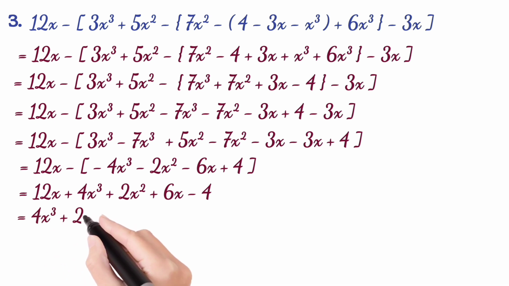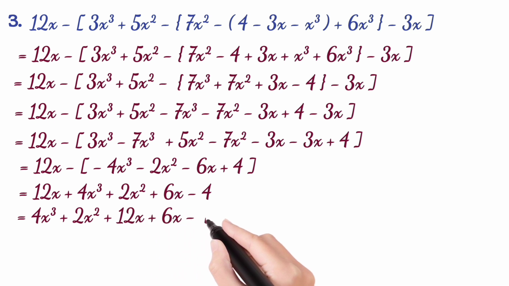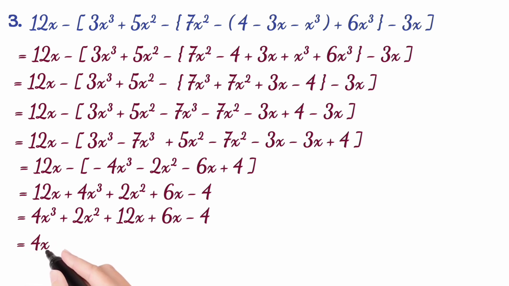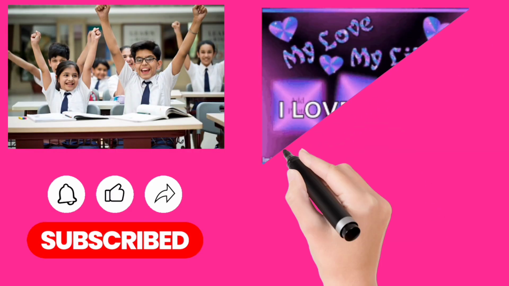So you see 12x and 6x both are like terms. So you see I have written them together. Next step we will just add these two, okay. So next step is equals 4x cube plus 2x square plus 12x plus 6x, that is 18x, minus 4. I hope all of you understood.